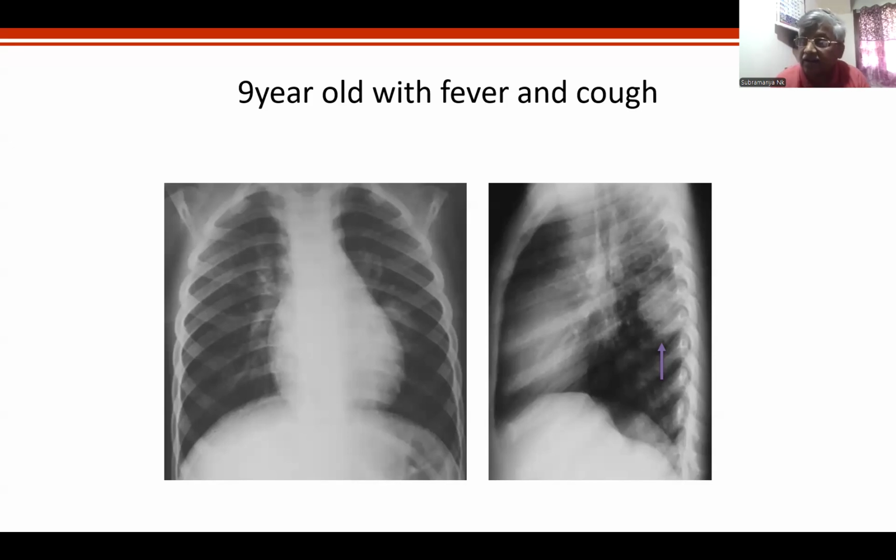What prompted us to take a left lateral in this patient was because it was reported in a journal. Please understand, it was not that somebody picked it up.